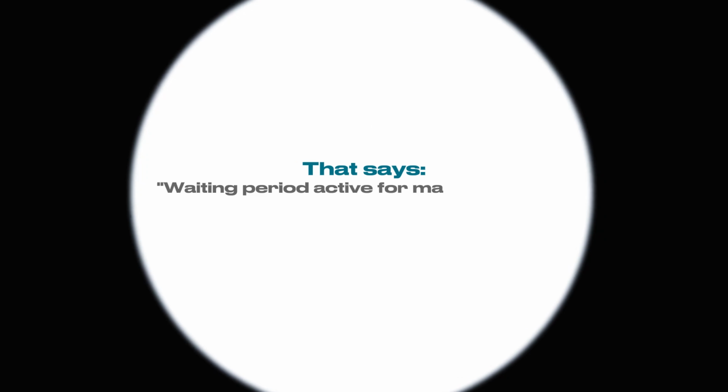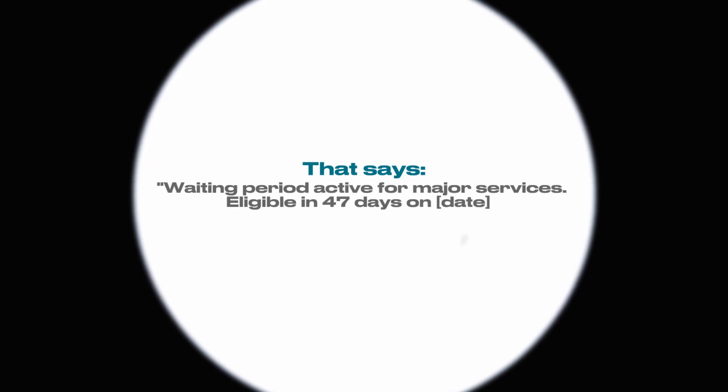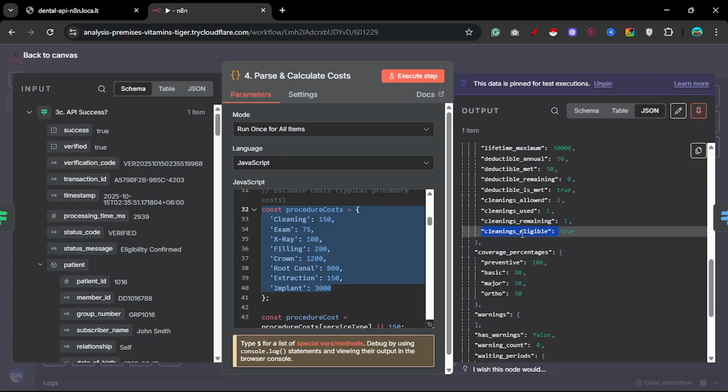Now check 2. It checks if they are in a waiting period. Maybe they just signed up for this insurance 2 months ago. But major services like crowns or bridges have a 180-day waiting period. If this patient tried to book a crown today and the waiting period was still active, the system would flag it and say waiting period active for major services. Eligible in like 47 days on the date. So you catch it now, instead of doing a $1,200 crown, submitting the claim and having it rejected.